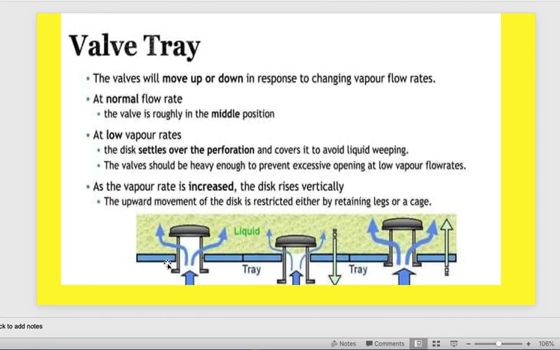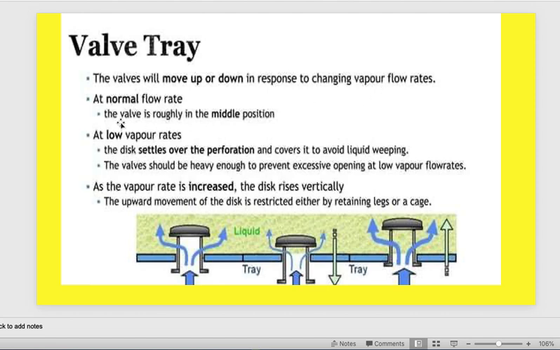So from this drawing we can see this hook, and the movement here up and down, and the vapor goes in this path, and if the liquid load is higher it will close, so hardly will it weep, not like the sieve one, because if the liquid load is higher it will close all these valves, like in this position. So the valve will move up or down in response to changes in the vapor load and the vapor flow rate.